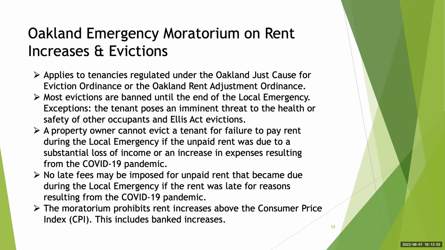Most evictions are banned until the local emergency ends. So how that works is once council lifts the local emergency, then the emergency moratorium would lift 60 days thereafter. Exceptions to evictions during the emergency moratorium are if the tenant poses an imminent threat to the health or safety of other occupants, and the Ellis Act. So these are the two exceptions the moratorium affords owners to evict during this time.